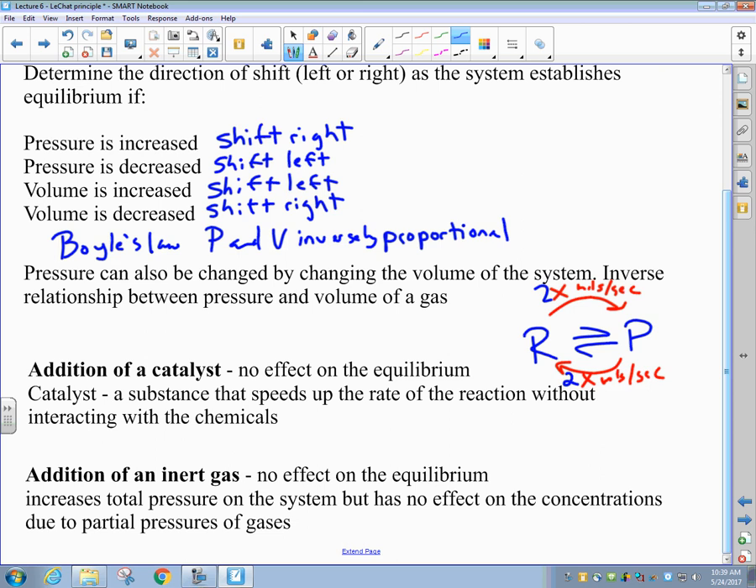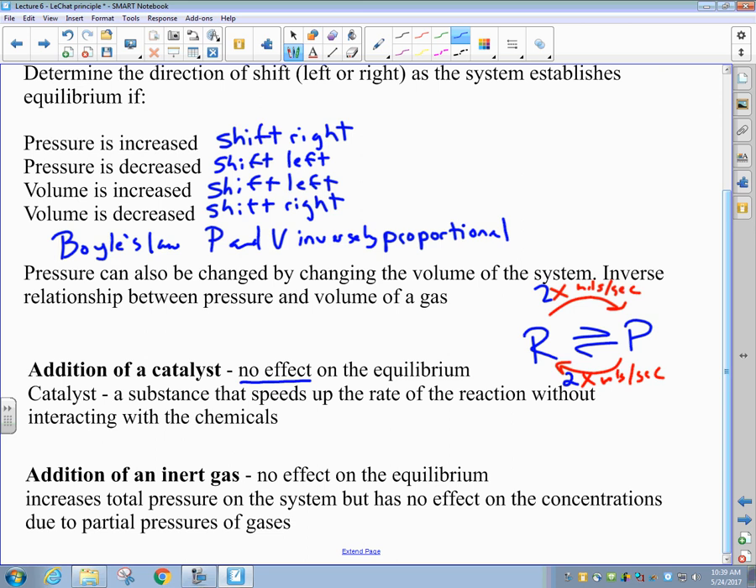And don't get fixated on the specific numbers, 2X, 3X, 4X. Whatever the rate increase is, the rate increase will be the same for both the forward rate of reaction and the reverse rate of reaction. Therefore, there is no net change on the equilibrium.